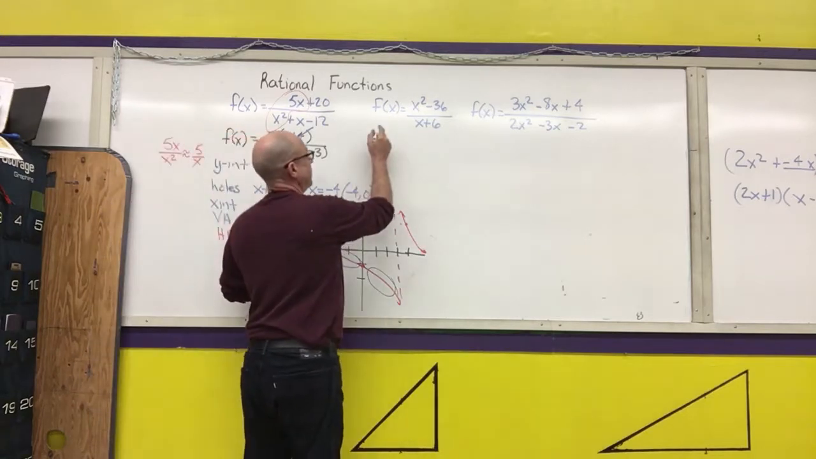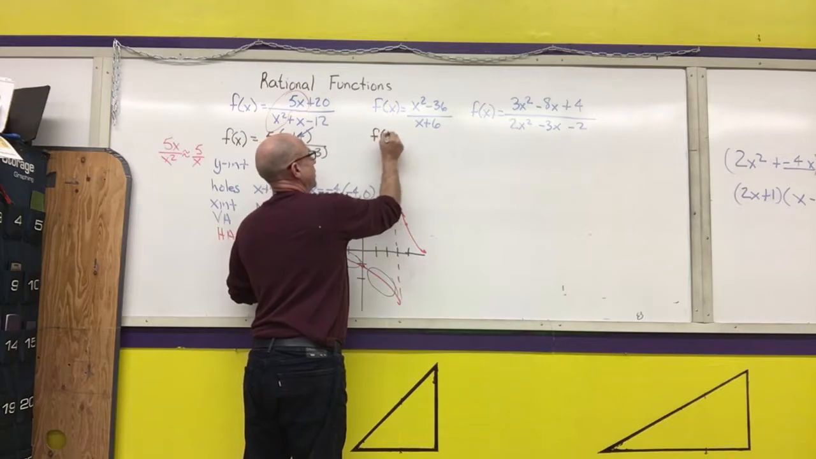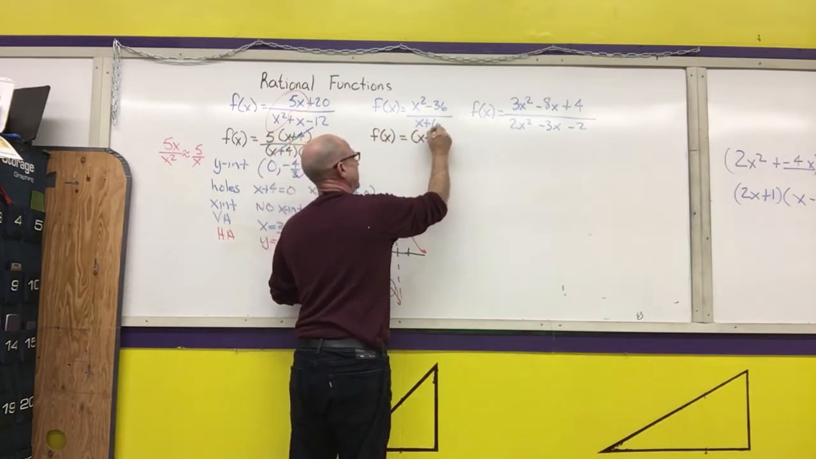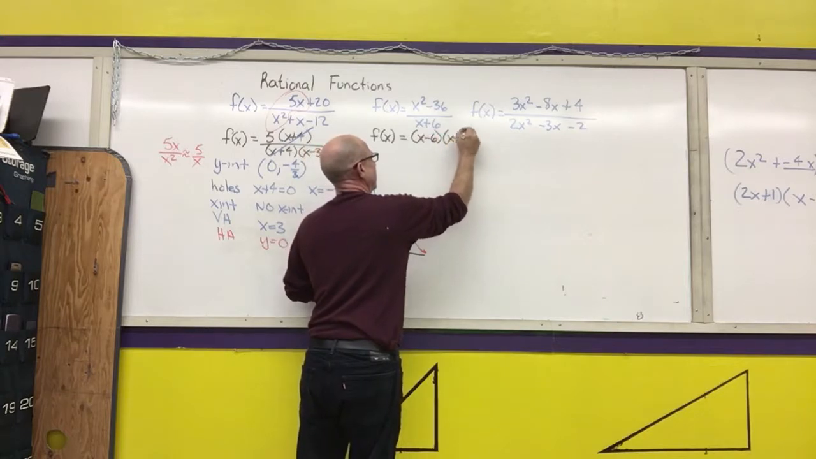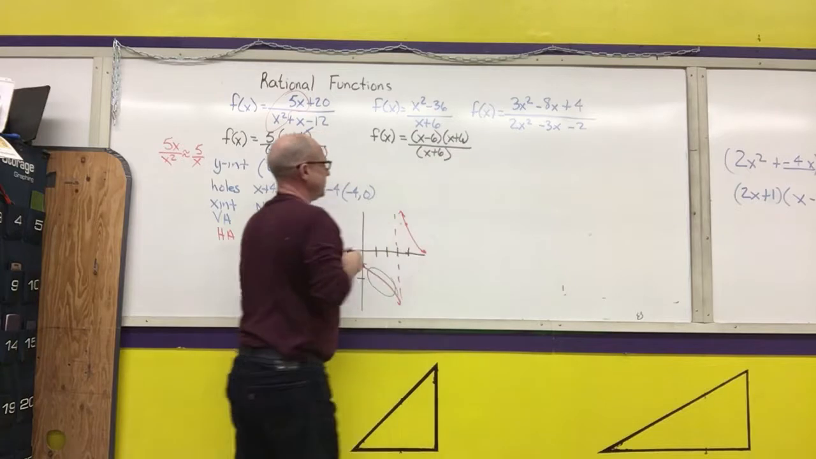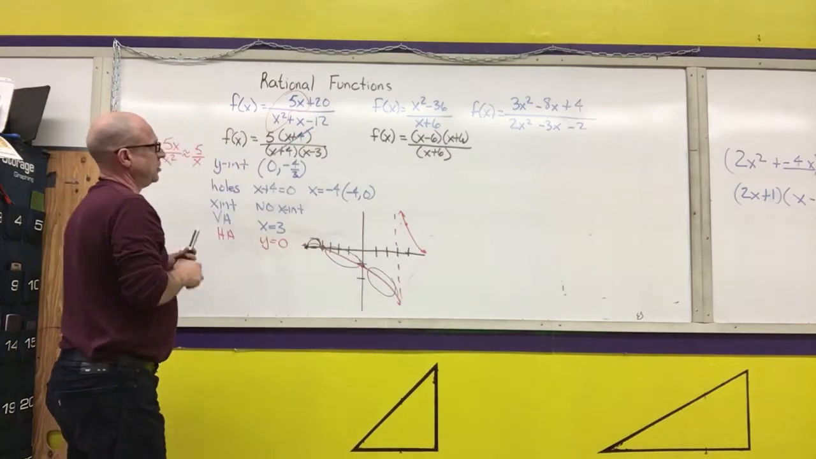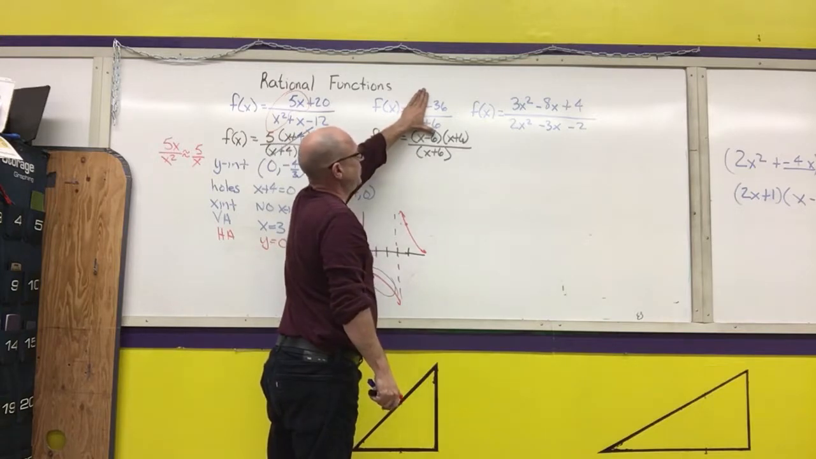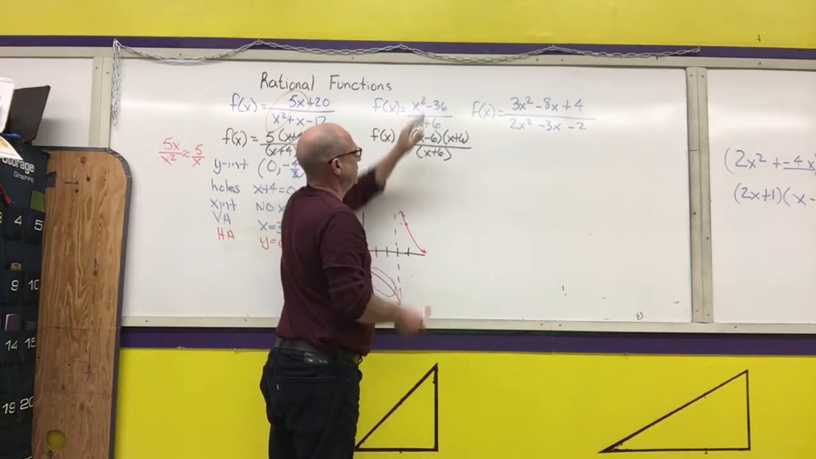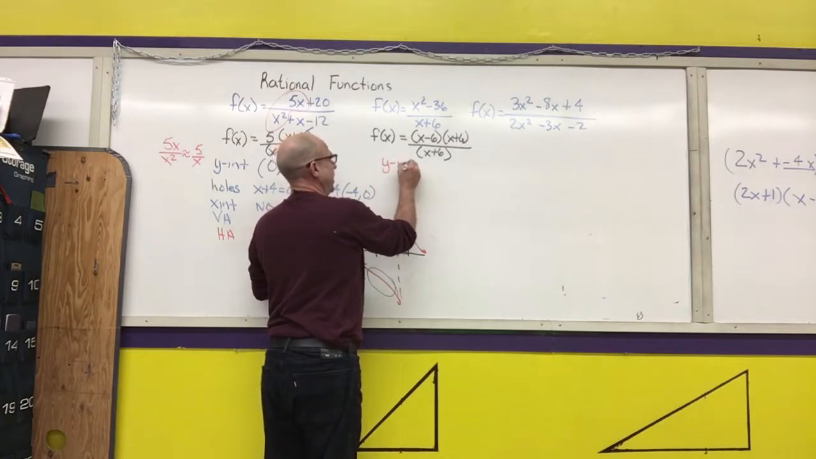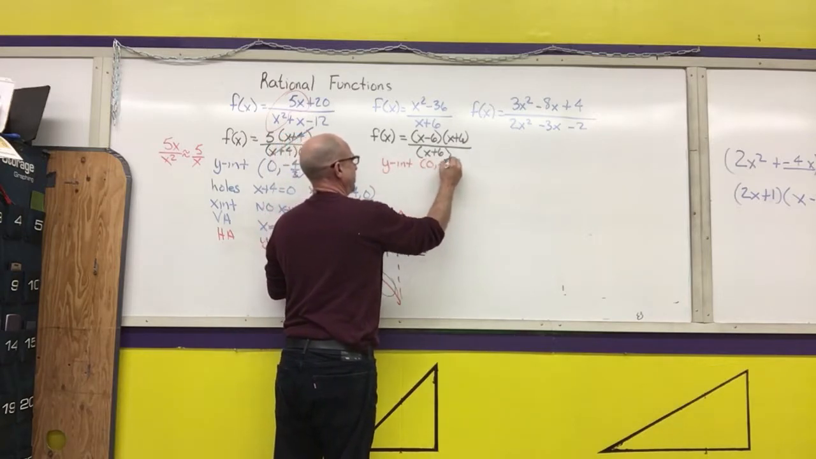Okay, next one, factored form. x minus 6 times x plus 6 over x plus 6. First piece of information, y-intercept, put a 0 in for x, and you get negative 36 over 6, which is negative 6. So I have a y-intercept at 0, comma, negative 6.